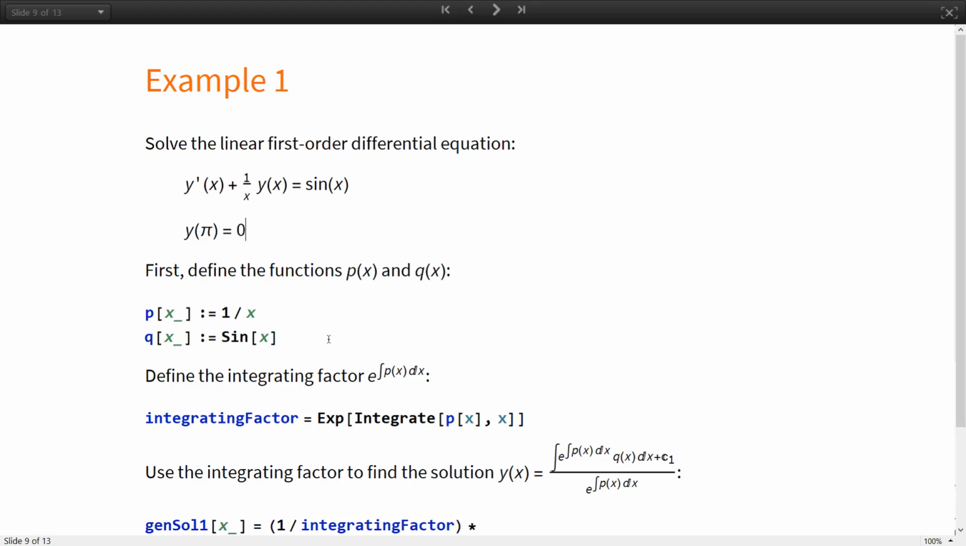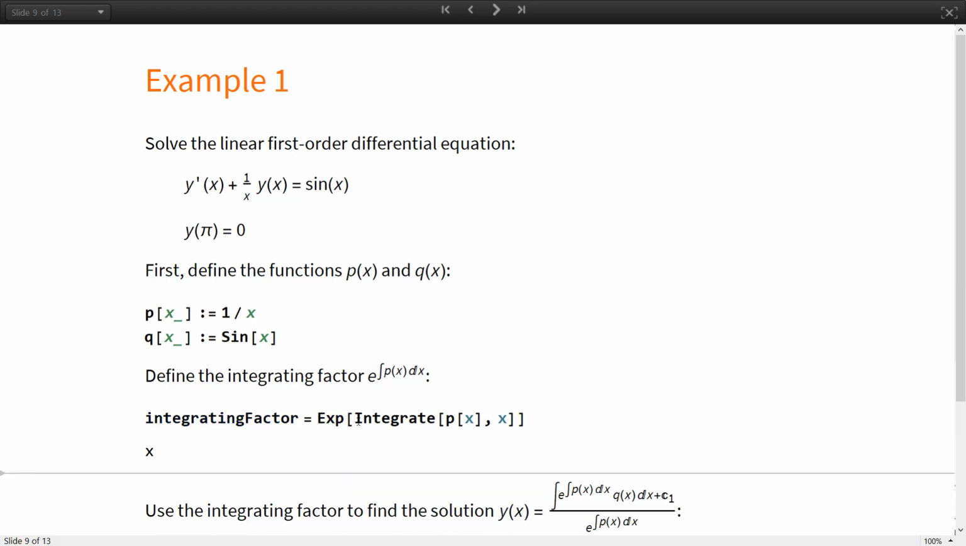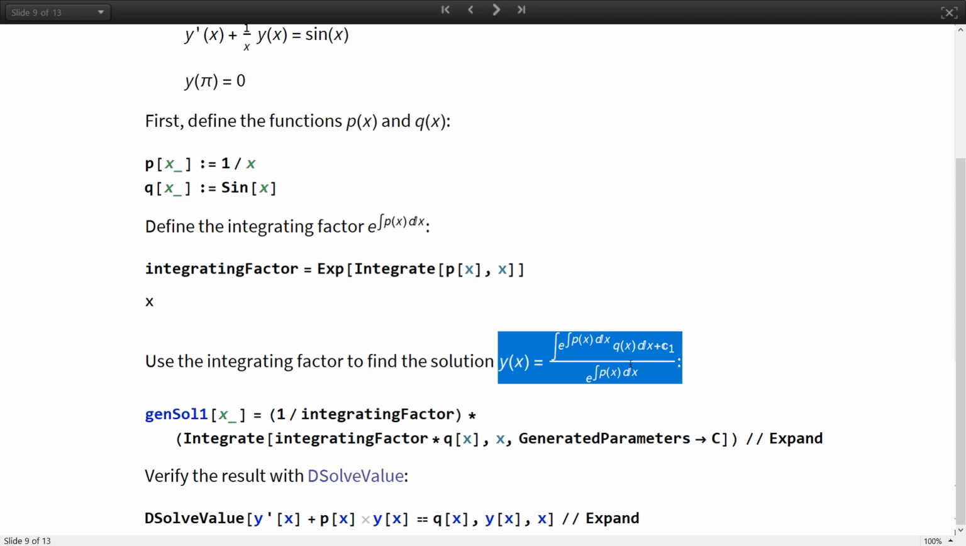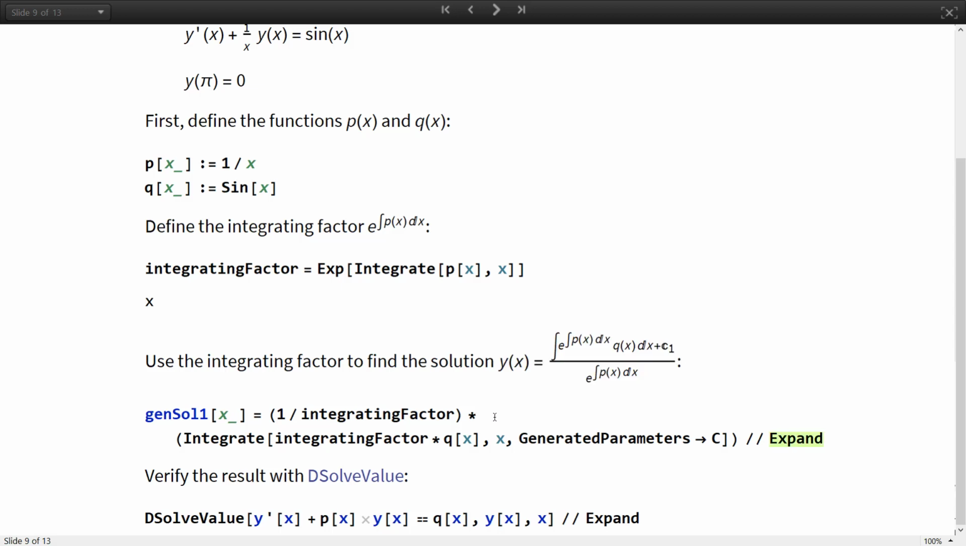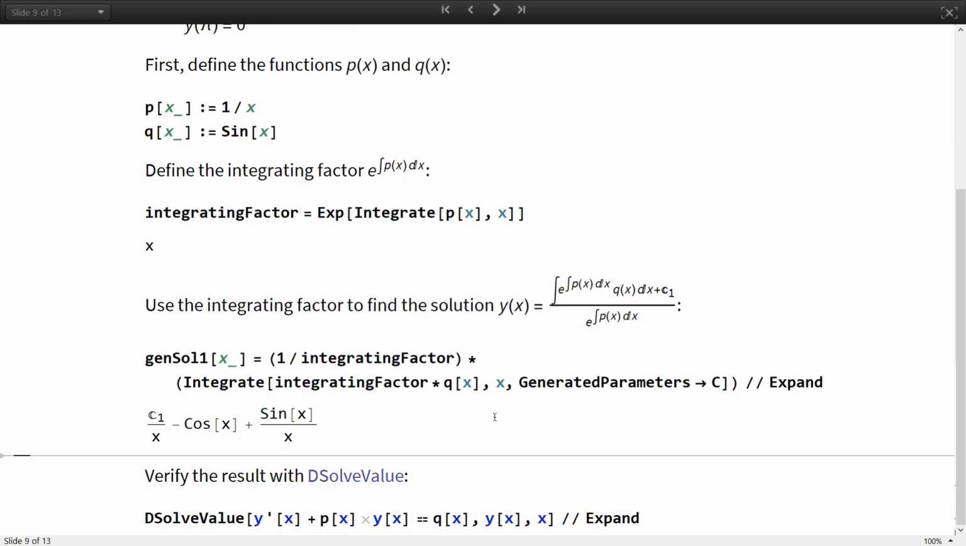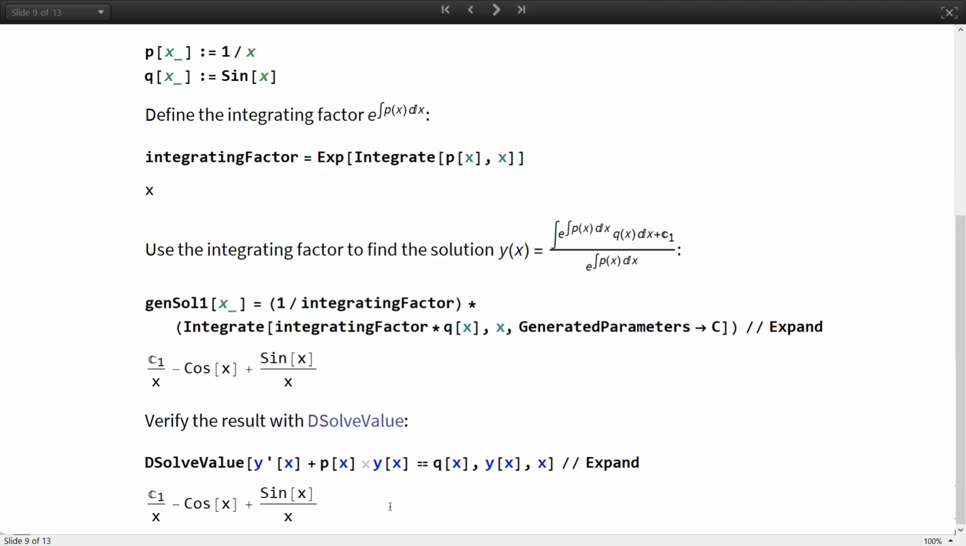First, define the functions p of x and q of x in the Wolfram language. Then, use p of x to calculate the integrating factor. Now that we have the integrating factor, we can use the general formula that we derived in the previous slide to calculate the general solution. We can confirm the solution by comparing with DSolve's value. It can be seen that the solutions are indeed identical.